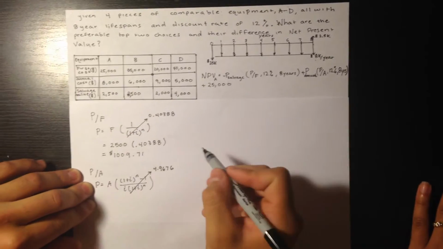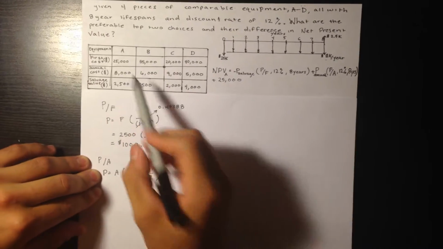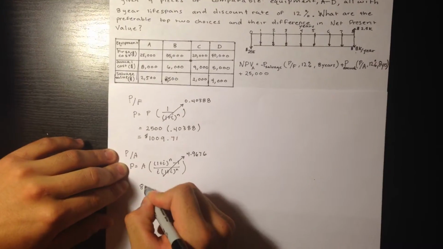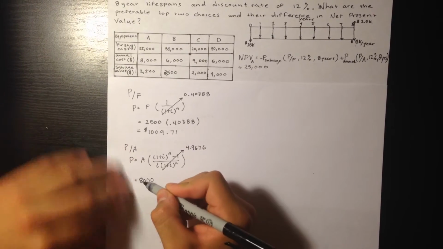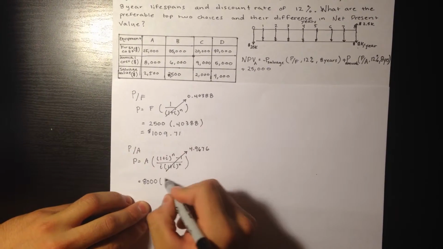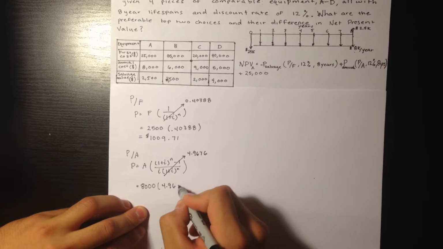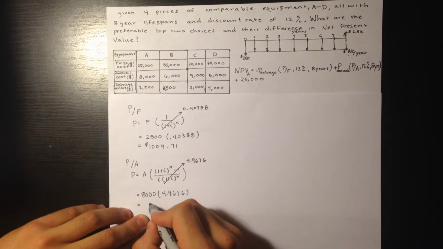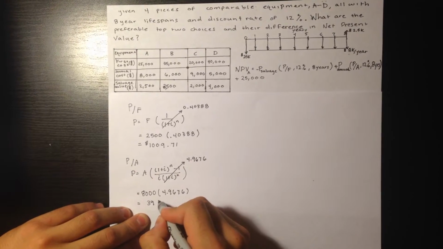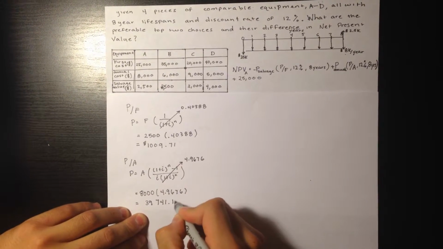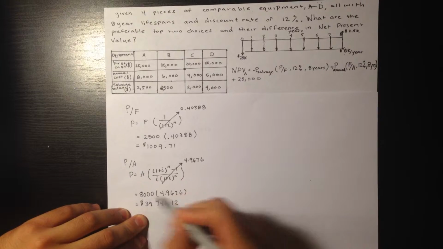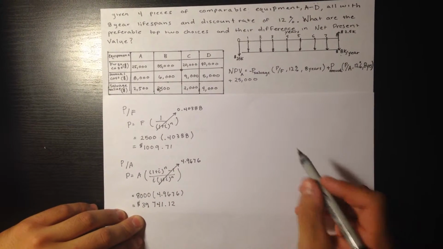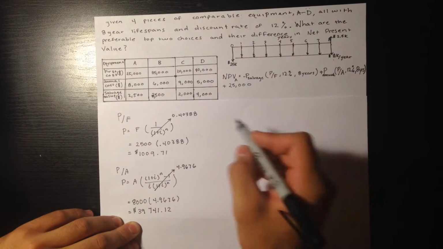It's given to us as 4.9676. So now we substitute the value in for A, which is $8,000. Take 8,000, multiply it by this value, 4.9676, which will give us an overall value of $39,741.12.